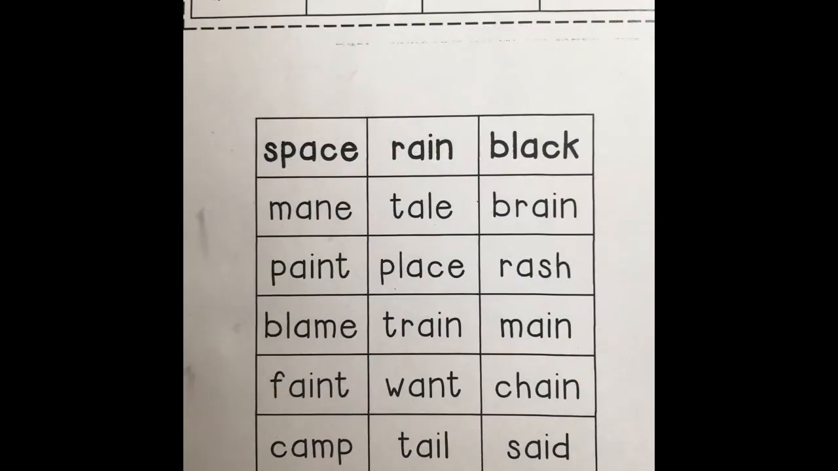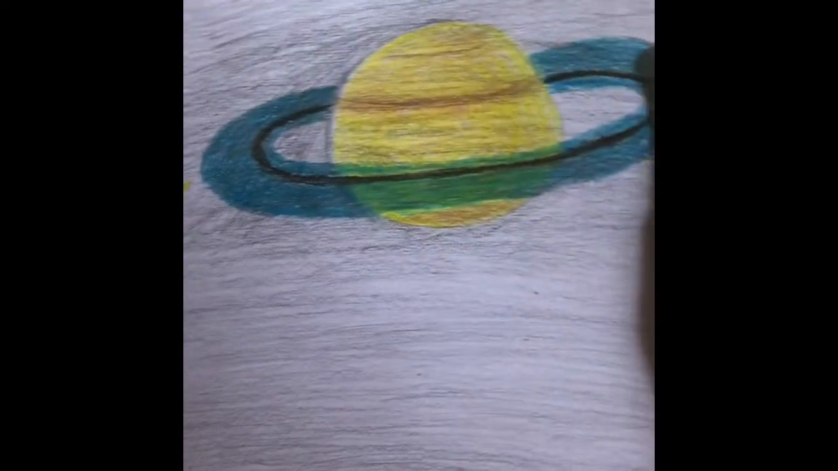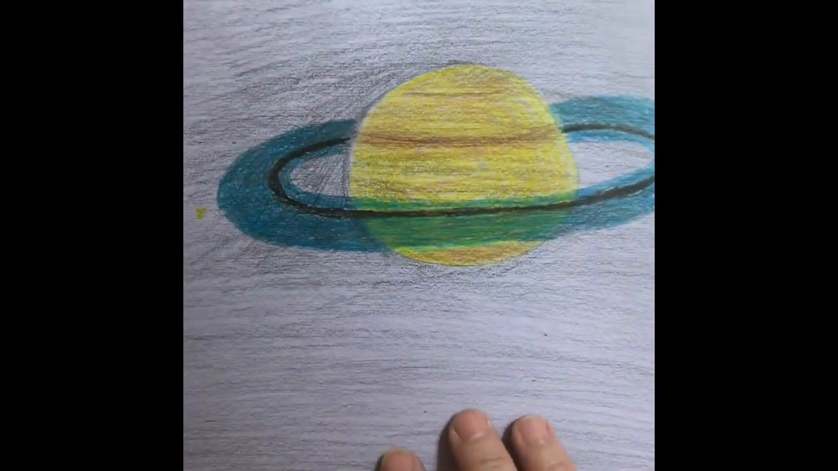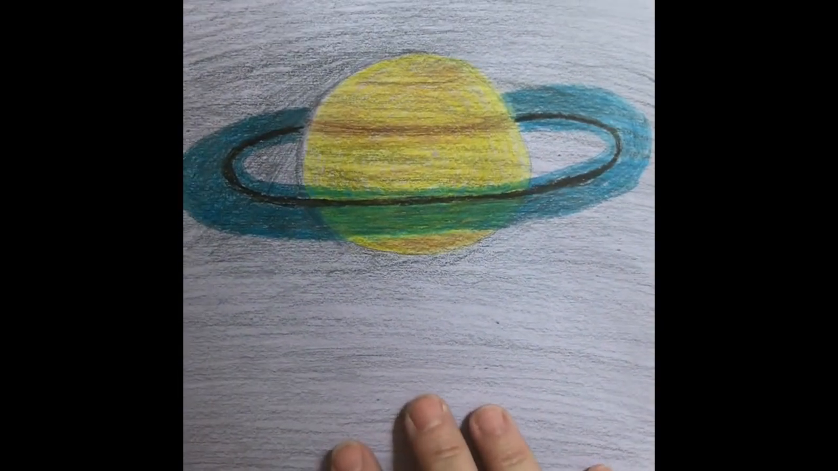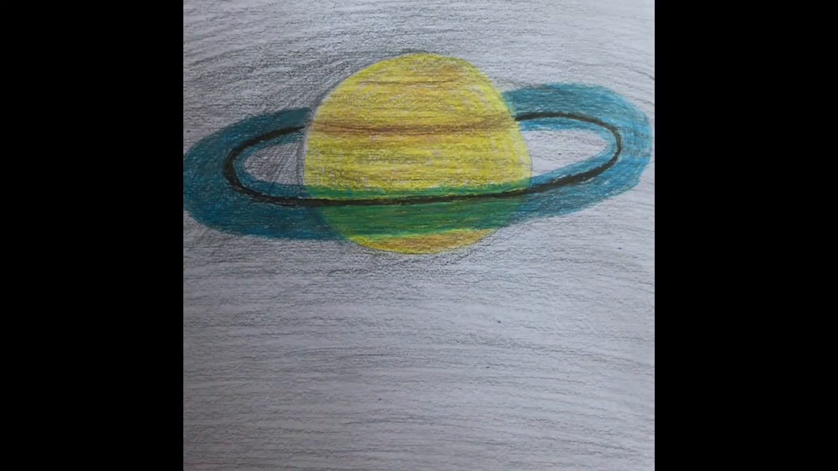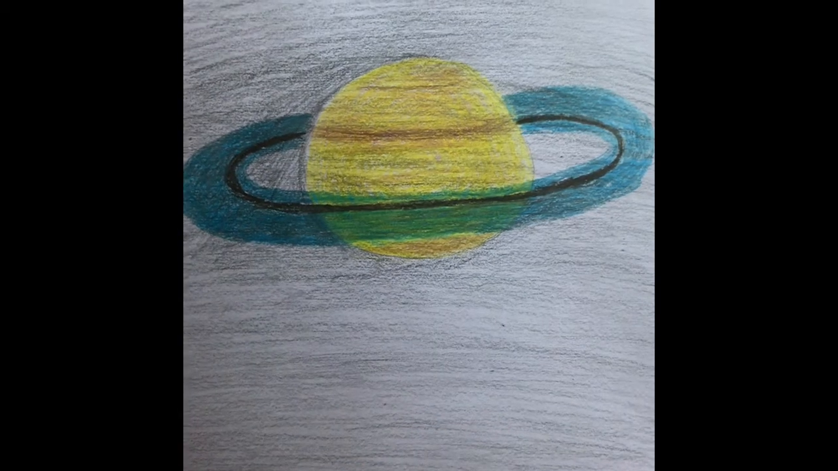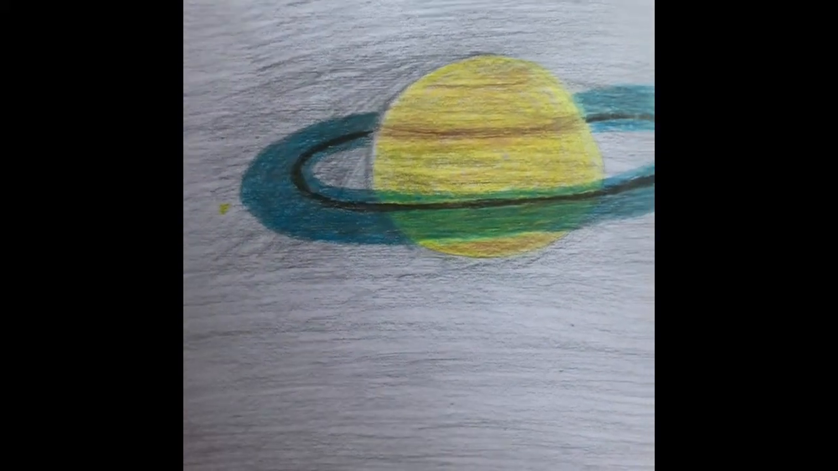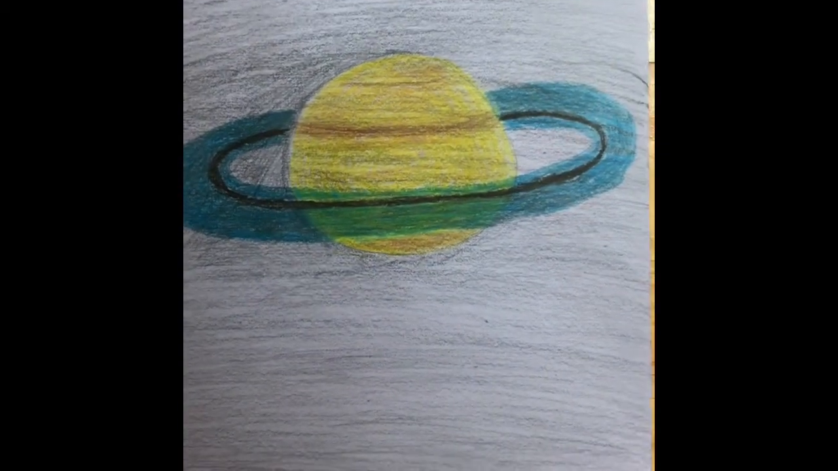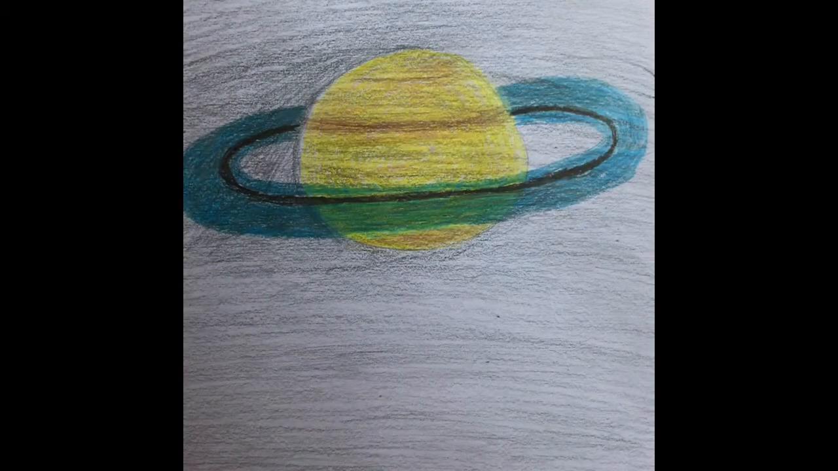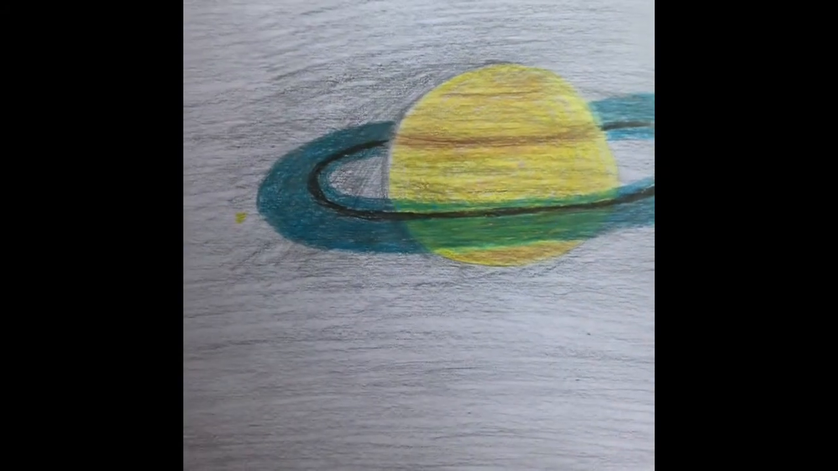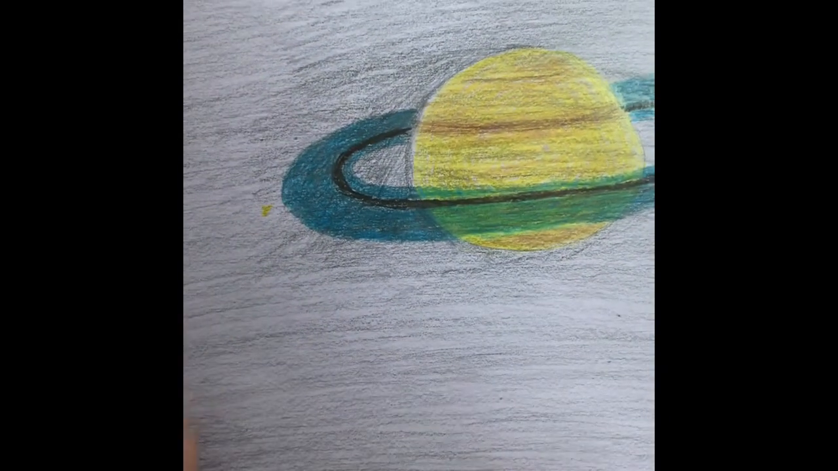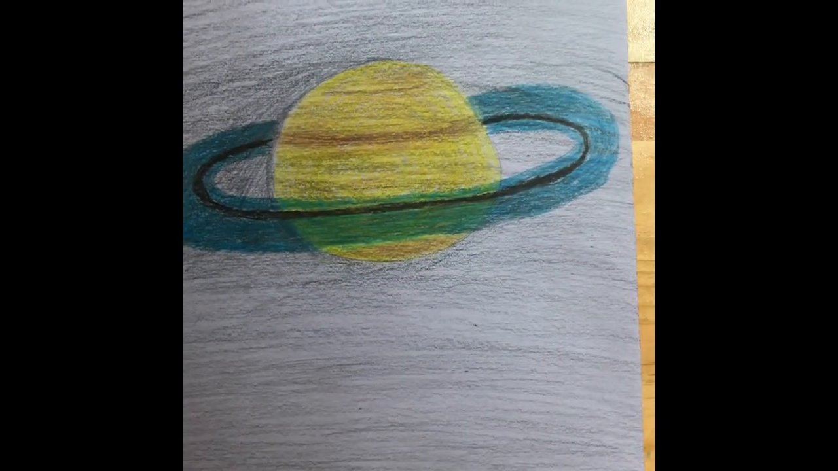As you may have noticed in the very beginning of the video, this is my drawing. I drew the planet Saturn, and I didn't really finish my drawing. I was hoping I'd have time later to add some other things. But Saturn is one of my favorite things about space, so I drew that. And I put a couple little stars over here, but like I said, I didn't quite finish.